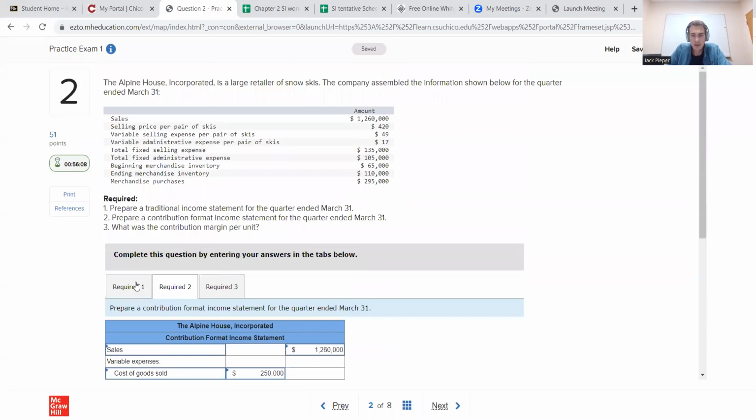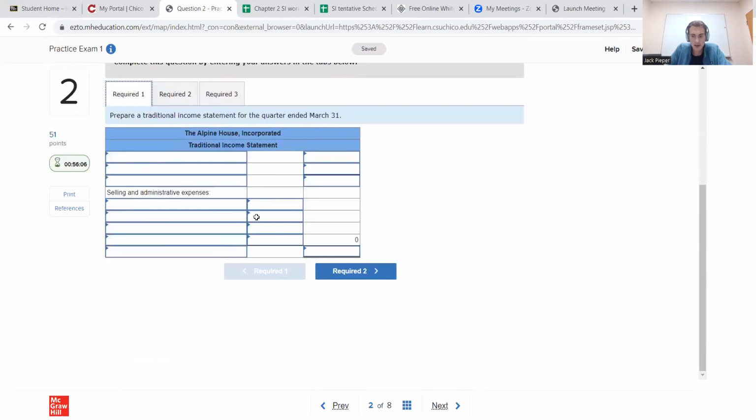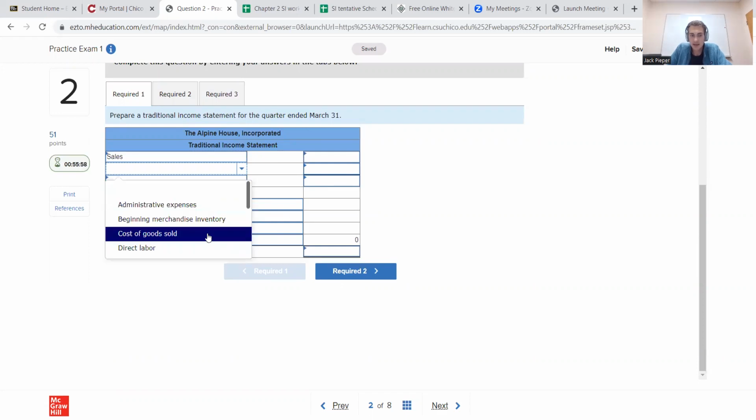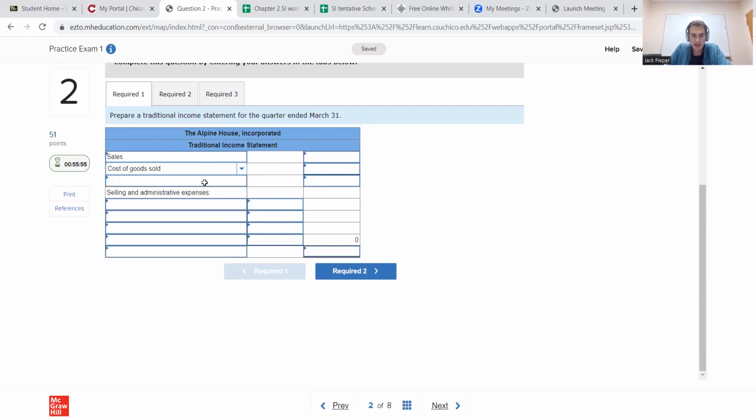Now, here's the fun part. We can check our work by doing the traditional income statement too. So again, when we're doing any income statement, sales is always going to go first. If we think back to our 201 days, we're going to do cost of goods sold, right? Sales minus cost of goods sold. That's GAAP. And this one will be a gross margin. I don't like how the book uses gross margin. I prefer the term gross profit, but the two are synonymous. They mean the same thing.